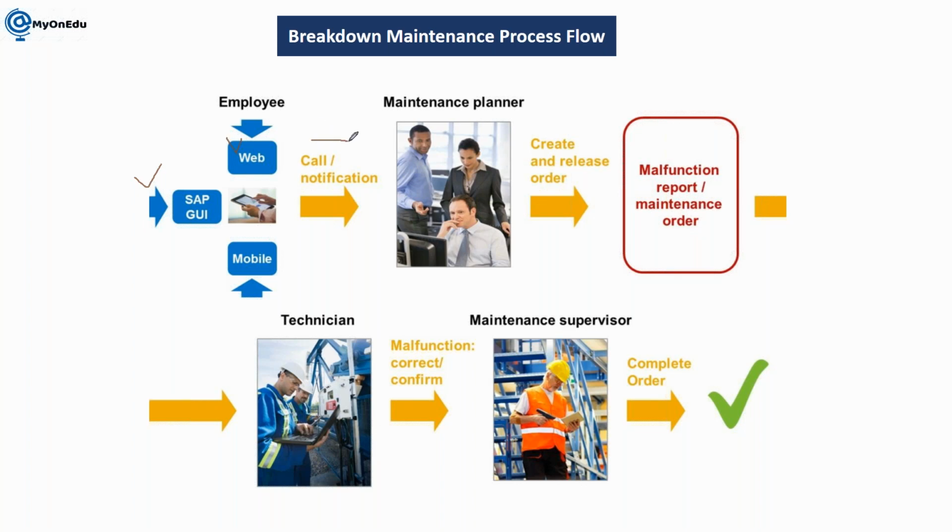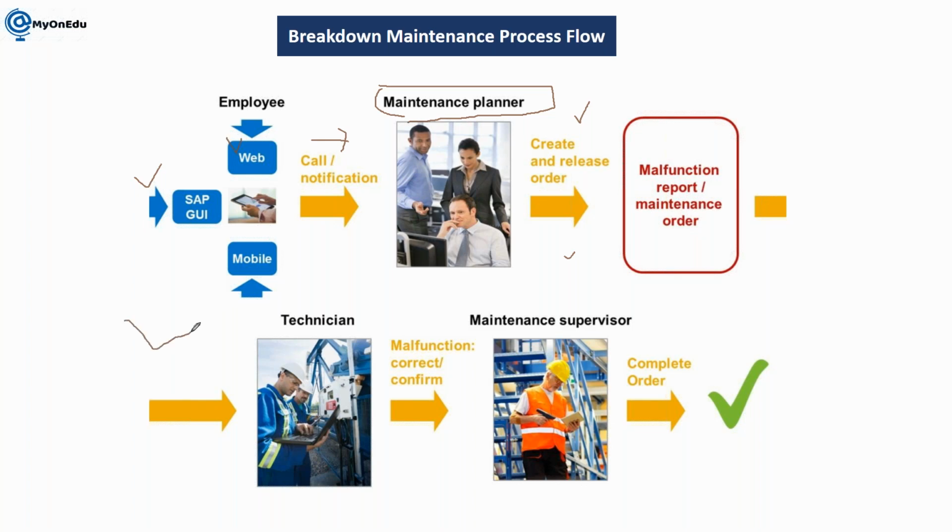Okay, and then it will go to the maintenance planner. Here the maintenance planner will understand whether we need to create an order or not. If an order needs to be created, this maintenance planner will create a maintenance order in the system. Okay, then he will release this order. And finally this will go to the malfunction report or maintenance order list of my technician, or you can say the resources who have been assigned to this order. He will get a complete list of malfunctions and maintenance orders.